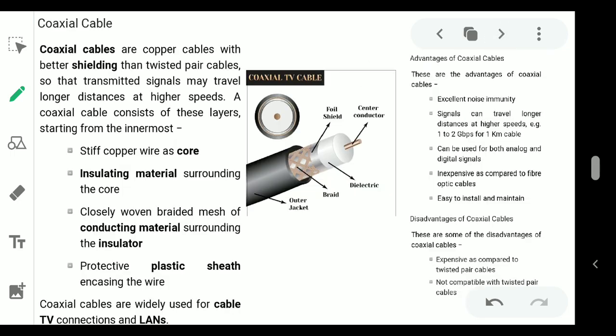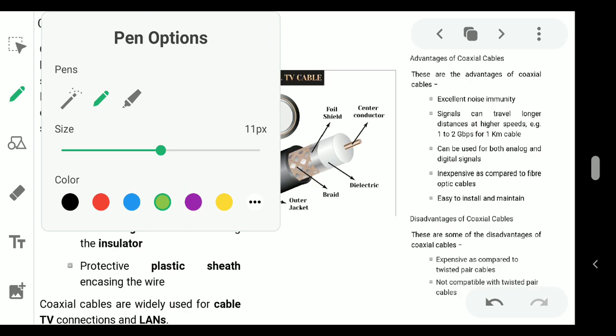Okay, now we come to the topic of the coaxial cable. Okay, so coaxial cables are copper cables with better shielding than twisted pair cables, so that they can transmit the signal over a longer distance at a higher speed. Okay, so as in the picture you are able to see, there are 3 parts.